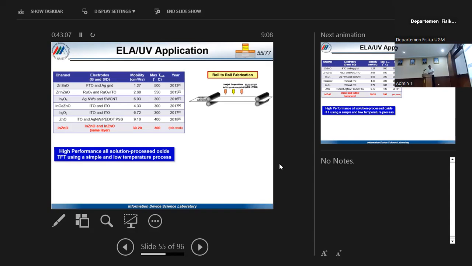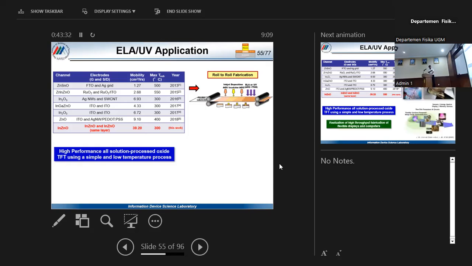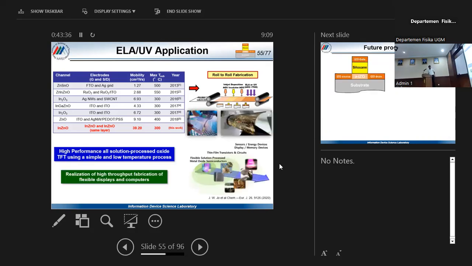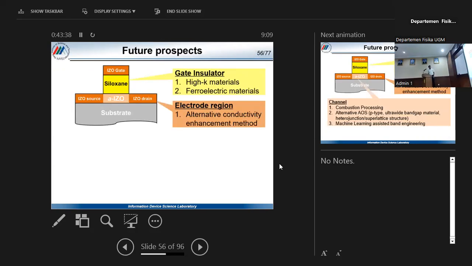So now we can develop devices using roll-to-roll fabrication, similar to how we make the newspaper. In effect, this flexible substrate just keeps going, and then you deposit the AOS, or the oxide semiconductor, the insulator, and then another layer, and then you selectively change them to conductors using the photonic process or UV and ELA.